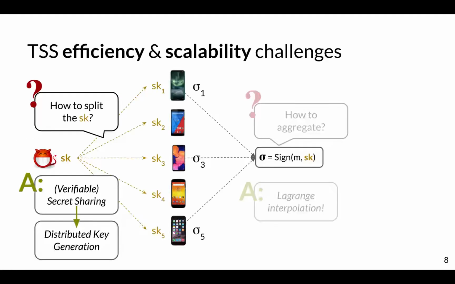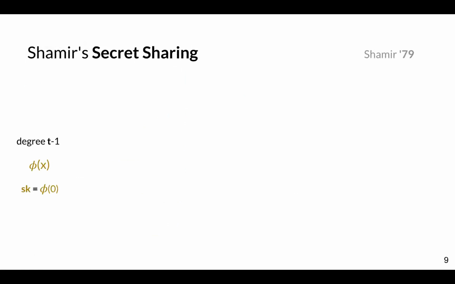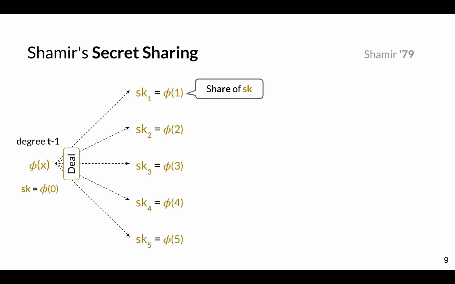And we'll begin with a non-verifiable secret sharing protocol by Shamir. This is a classic technique where you take your secret SK and you pick a random degree T-1 polynomial, phi, such that phi of 0 is equal to the SK. And then you send each of the n players, in this case n is equal to 5, a share of their secret key by giving them phi of I. Each player I gets phi of I, and that's their share of the secret key.